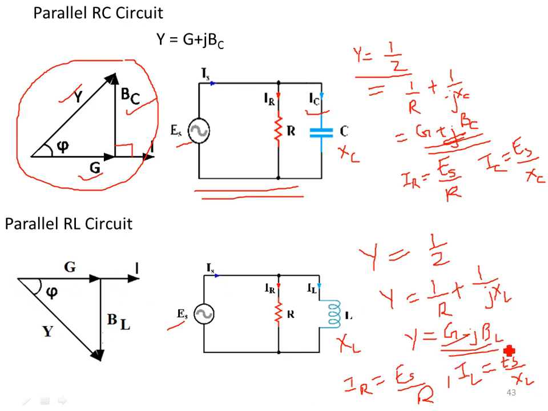BL will be at an angle minus J. Minus J means minus 90 degrees. The phasor sum of G and BL gives the admittance Y of the circuit. So, this forms the admittance triangle of the RL parallel circuit. I hope you have understood the concept of the admittance triangle and parallel circuit.